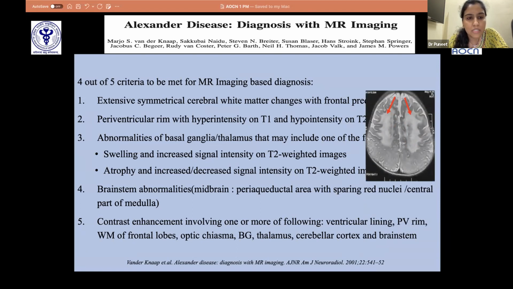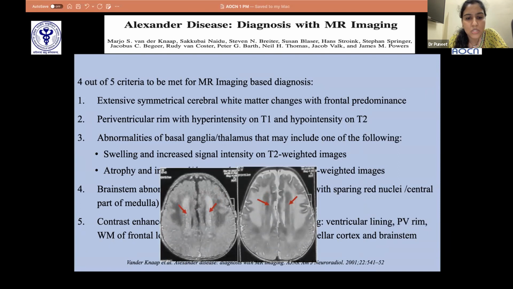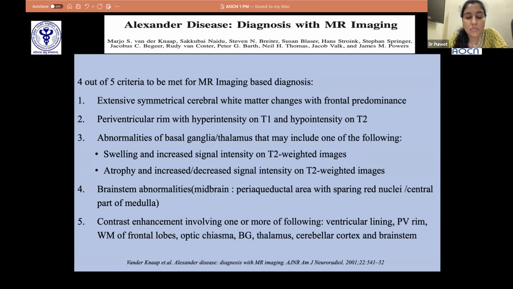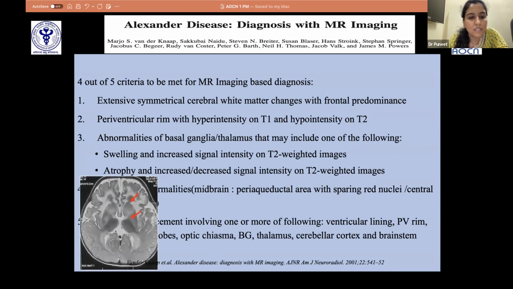The second criteria is periventricular rim with hyperintensity on T1 and hypointensity on T2. As we can see in this picture, the red arrows in T1, the periventricular area is hyperintense, and the corresponding area in T2 is hypointense. The third is the abnormalities of basal ganglia and thalamus, which may include any of the following. Either there can be a swelling or increased signal intensity, or there can be an atrophy or decreased signal intensity on T2 weighted images. As we can see here, abnormal signal intensities involving the basal ganglia bilaterally symmetrically.